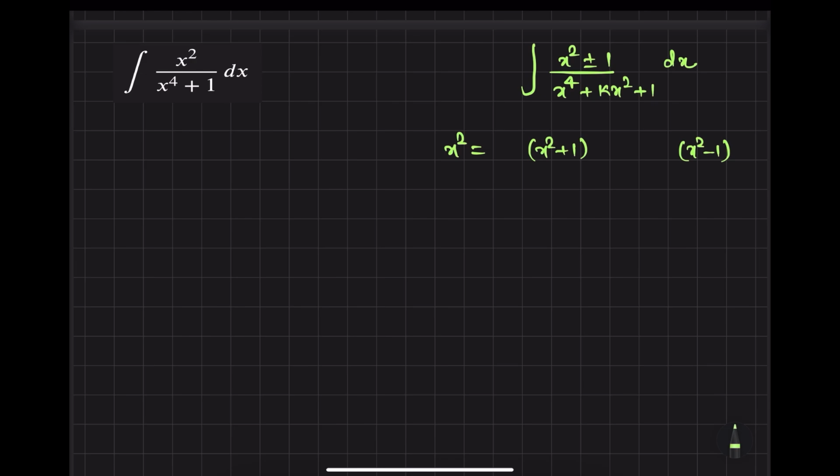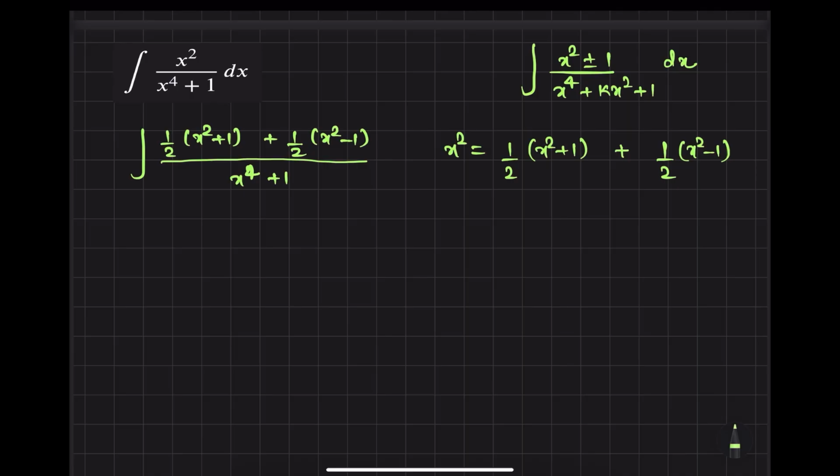So it is problematic if you add or subtract. So what should we do? We will multiply by half. Now what do you want? Sir, I want x square. So we have to add both the components, and if we add, we can handle this problem. So look at this. Now you have to replace x square with 1 by 2 x square plus 1, correct, plus 1 by 2 x square minus 1, upon x power 4 plus 1 dx.